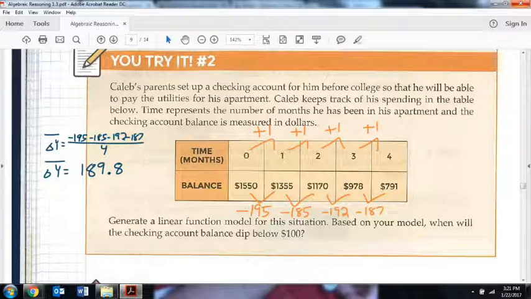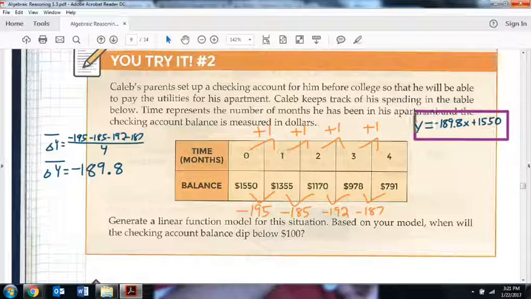So if we're going to create the model, y equals the change in y divided by the change in x, is still, I'm sorry, that's a negative over there, I apologize, because it's going down. Negative 189.8 x. And then the starting point, which was $1,550. So there is your linear model for this data.